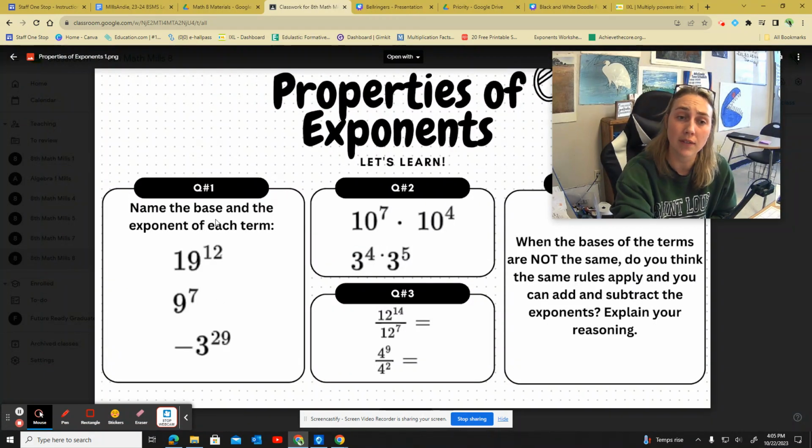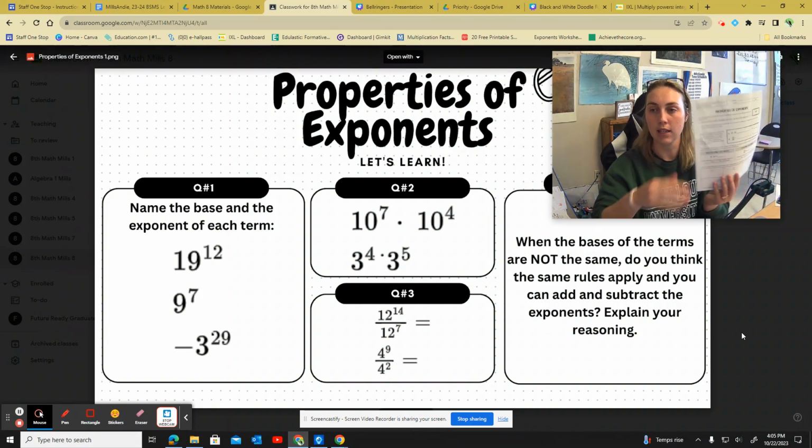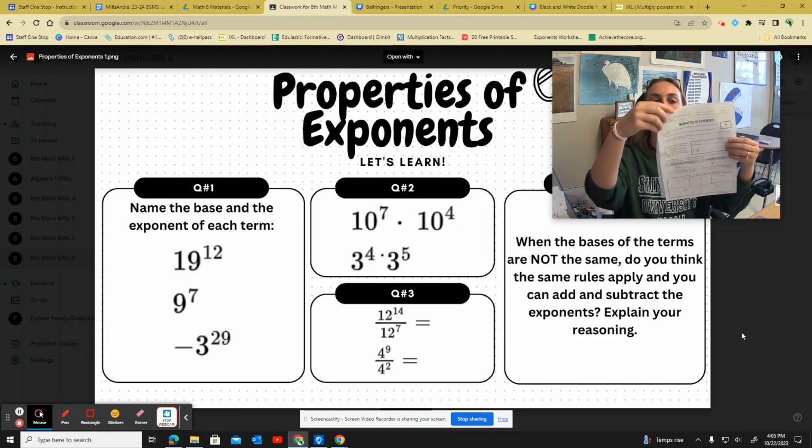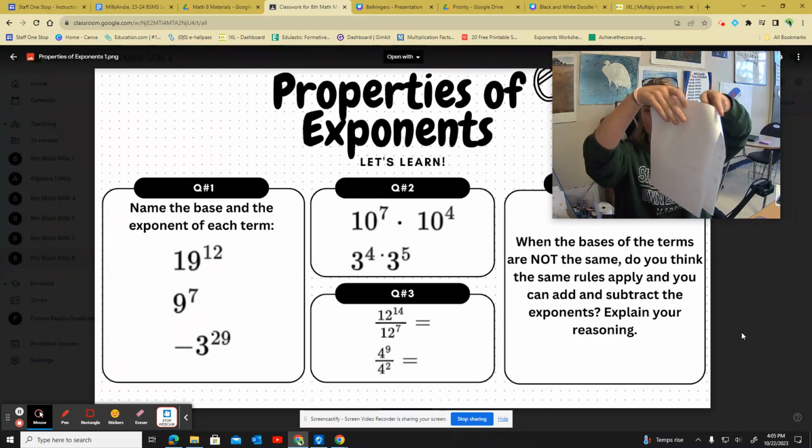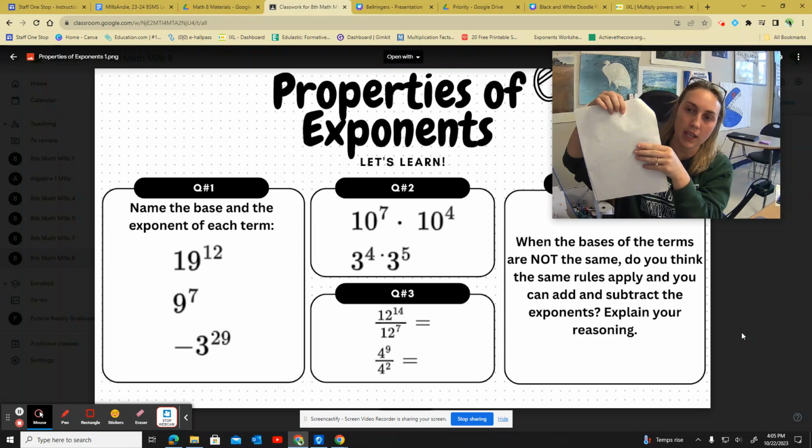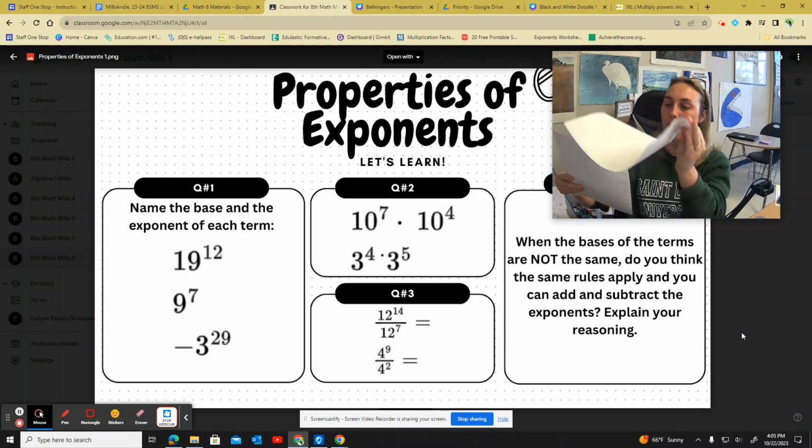You're going to have to name the base and the exponent of each term. You're going to have to multiply like bases. What do you do with the exponents? You're going to have to divide like bases. What do you do with the exponents? And then you'll have to answer this question right here. And what you're going to do is take this packet and flip it over to the back side and answer the questions right here. Okay, so make sure that you do that.